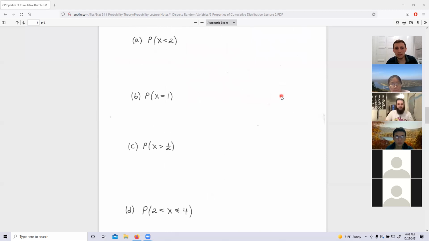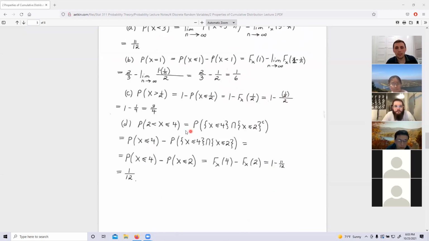So how do we solve that? Well, we simply notice this is the probability that x is less than or equal to 4 intersected with the event that x is not less than or equal to 2. Right? x is bigger than 2, not less than or equal to 2. So that's the complement. Good. So this is the intersection of two events, and the probability is the probability that x is less than or equal to 4 minus the probability of x less than or equal to 4 and x less than or equal to 2. Now the intersection of those two events is simply x less than or equal to 2. And so we have the cumulative distribution at 4 minus the cumulative distribution at 2.